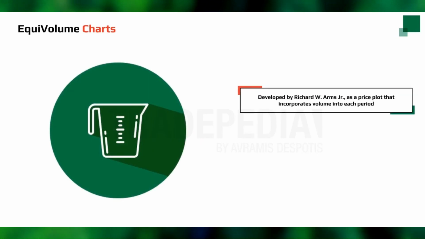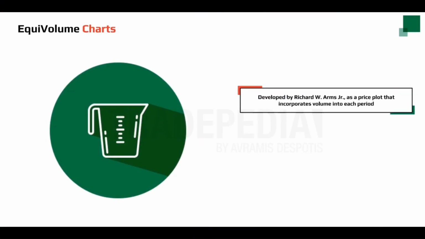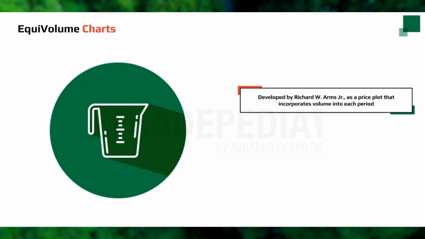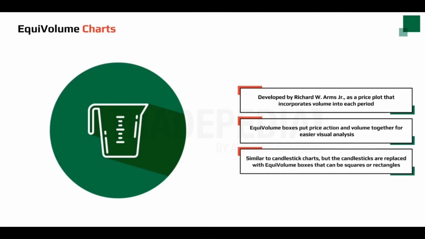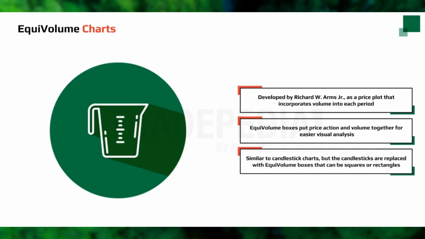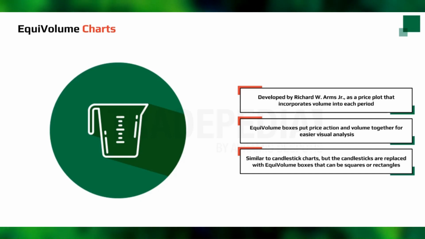Equivolume charts were developed by Richard W. Arms Jr. as a price plot that incorporates volume into each period. Equivolume boxes put price action and volume together for easier visual analysis. It looks similar to candlestick charts, but the candlesticks are replaced with equivolume boxes that can be squares or rectangles.